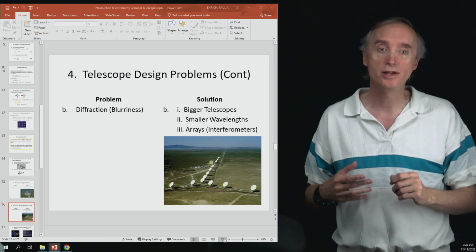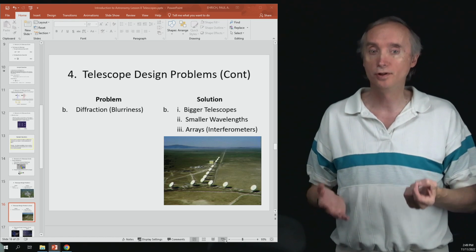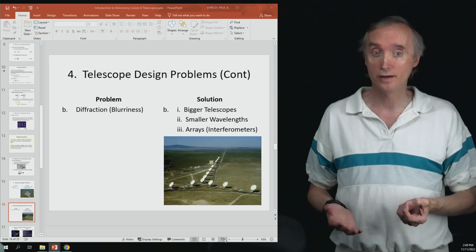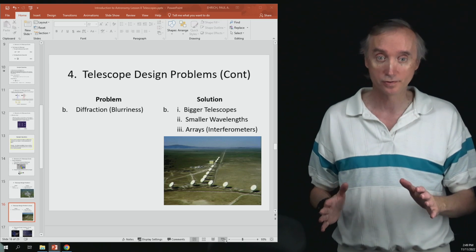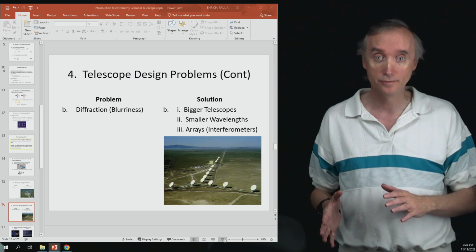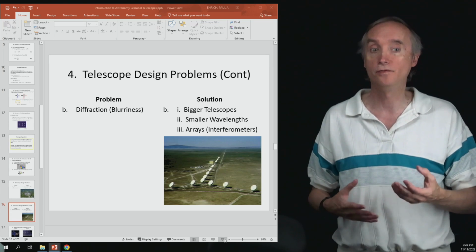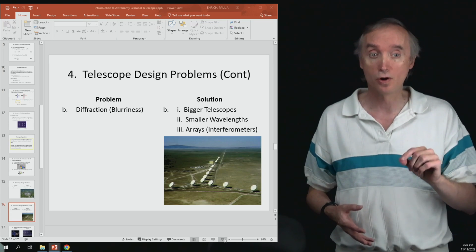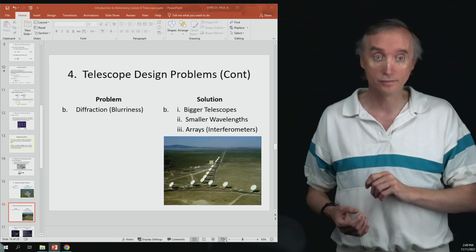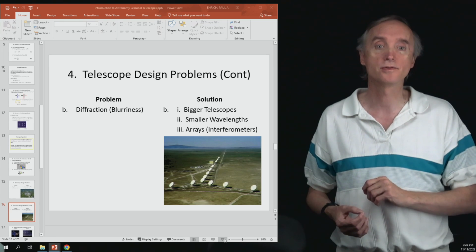And now sometimes you can't do that. So maybe you're really interested in radio waves. And radio waves are the worst as far as diffraction is concerned. But sometimes you could use a different wavelength of light, like visible, which is much smaller than radio waves. And so it's not going to diffract as much.